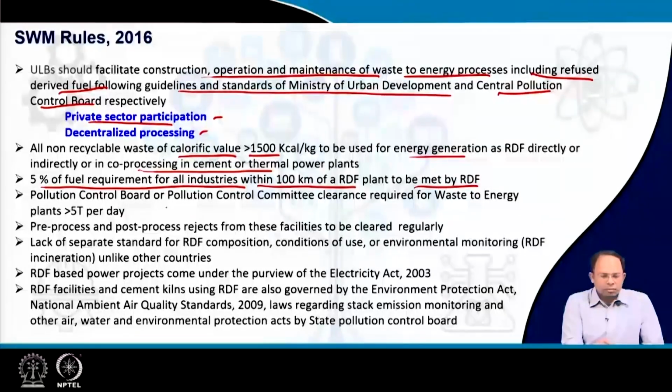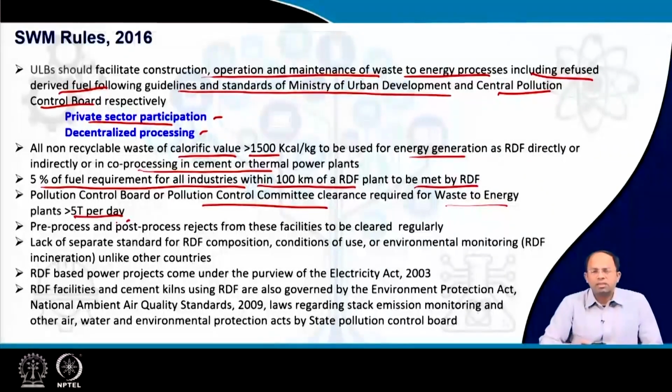Now, Pollution Control Board or Pollution Control Committee clearances are required to set up waste to energy plants which utilize more than 5 tons of waste per day. And pre-process and post-process rejects from these facilities have to be cleared regularly, because as we know, in RDF we have to pre-process, sort and further categorize the waste, and that will generate a lot of rejects. So not only does the waste have to be processed at a waste to energy plant, but the rejects generated there have to be transported to the landfill site. So this is also part of the solid waste management rules.